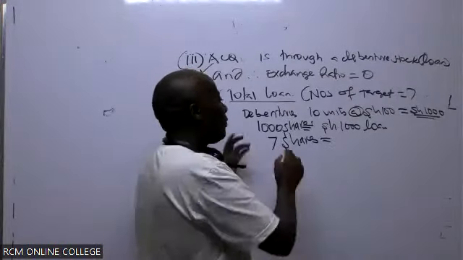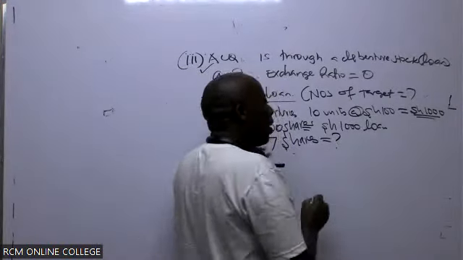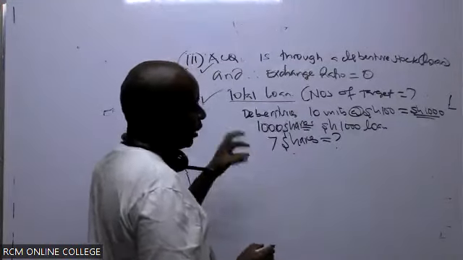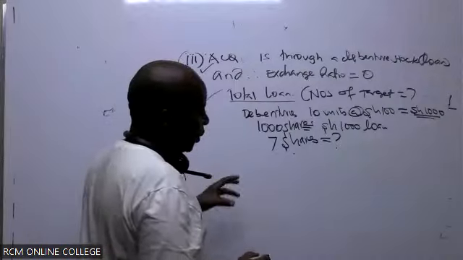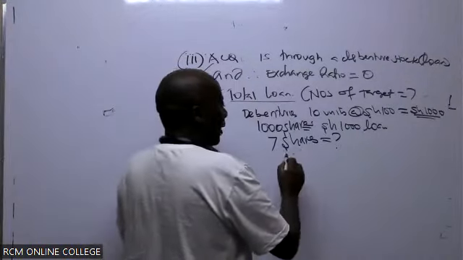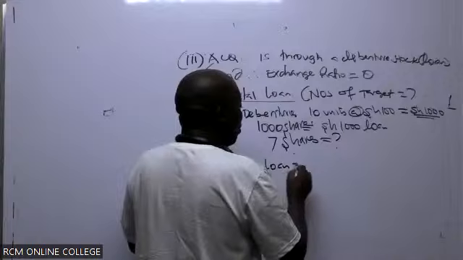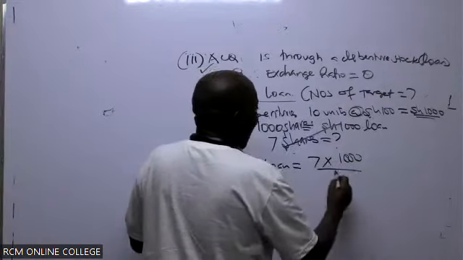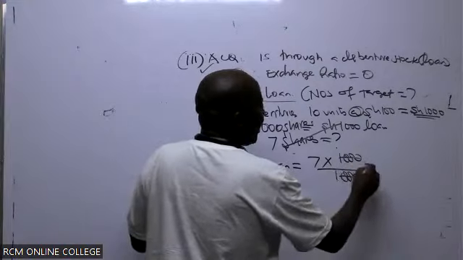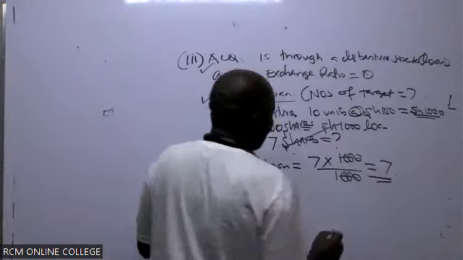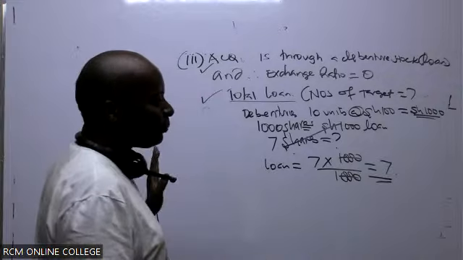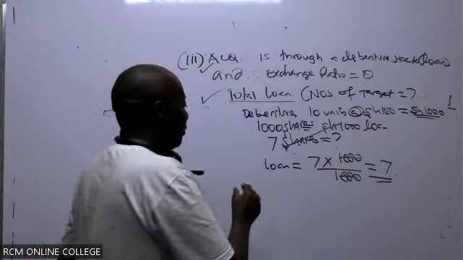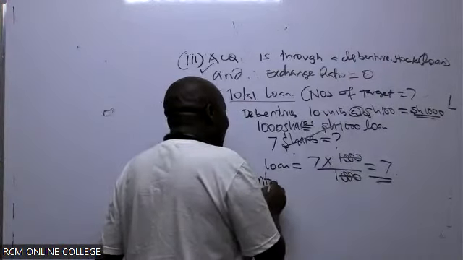So in this case here for 7 shares, what amount of loan are we going to give these guys? If every 1,000 shares, we're giving them shillings 1,000, what about 7 shares? So go ahead and cross multiply. Our loan to be given will be 7 times 1,000 divided by 1,000, which will end up giving me a loan of just 7 bob. Leave it like that. That's the total loan.